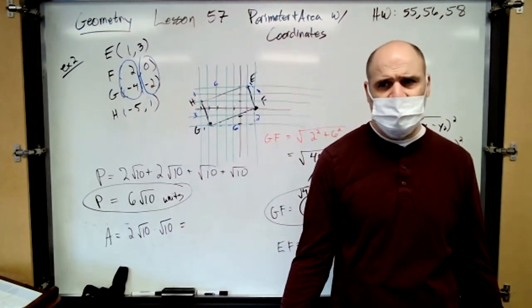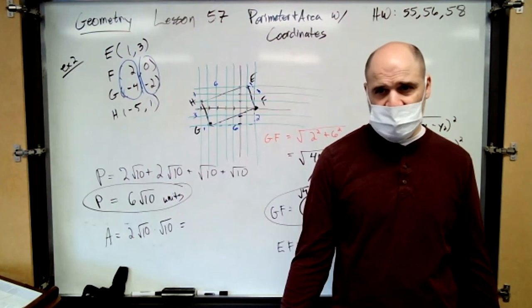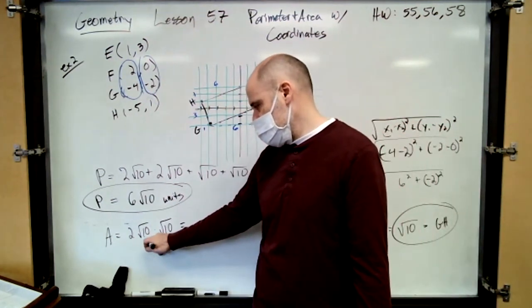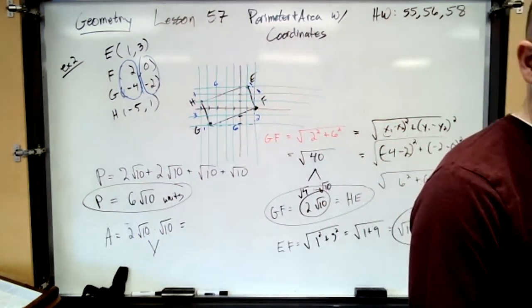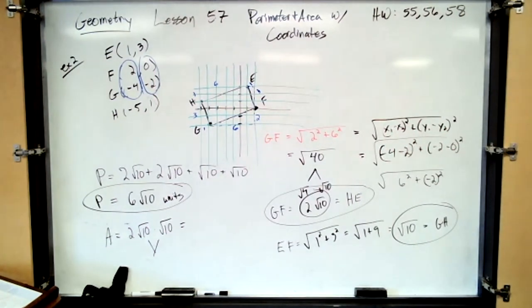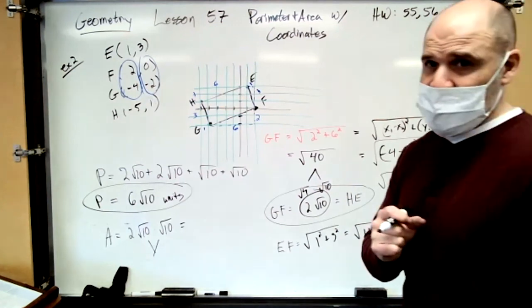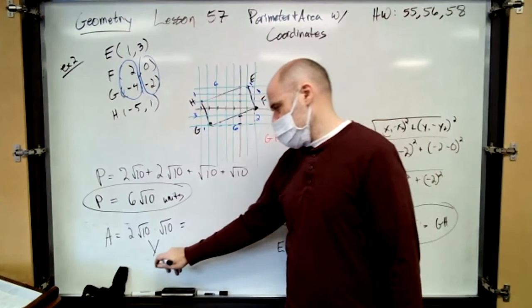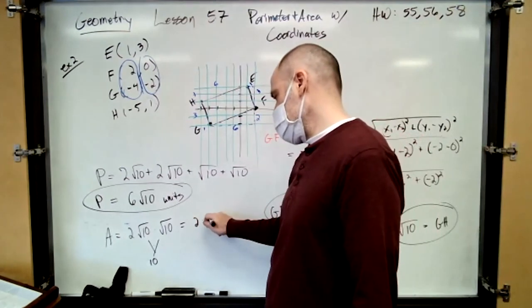So what does this equal? What happens when you multiply radical 10 times radical 10? What happens when you multiply just this part right here? Is it 100? It's radical 100. So 2 times radical 100, but what's radical 100? What's the square root of 100? 10. Don't forget, radical is just a square root. So we have 2 times 10, which is 20.